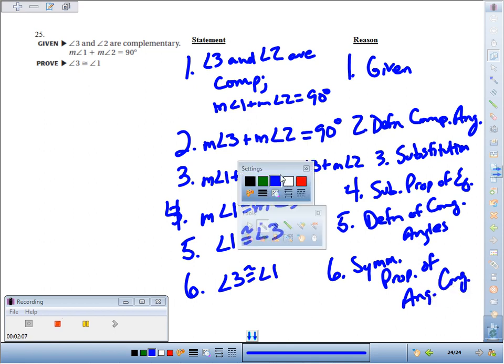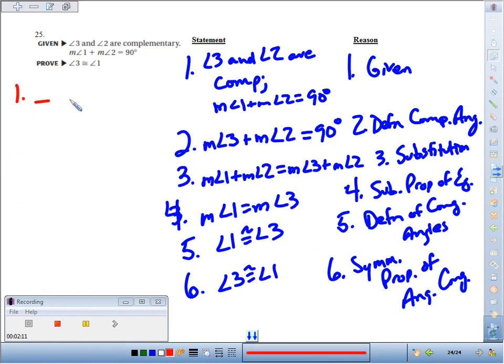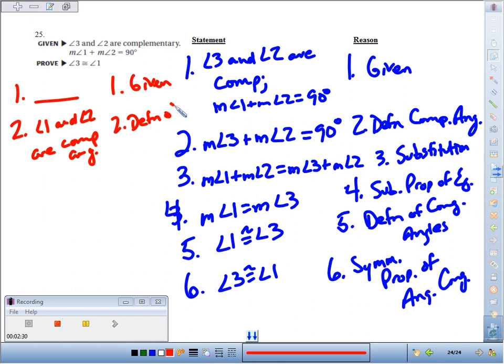That's the longer way. The shorter way would be to say 1, I'm just going to skip that step because it's our given. But we could say, since the measure of angle 1 plus the measure of angle 2 equals 90 degrees, we could say angle 1 and angle 2 are complementary angles, and that would be the definition of complementary angles.